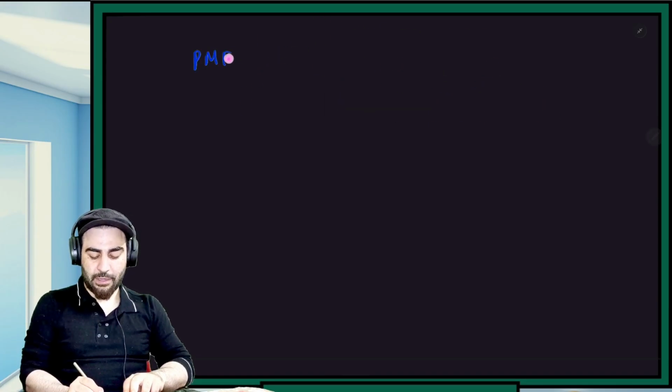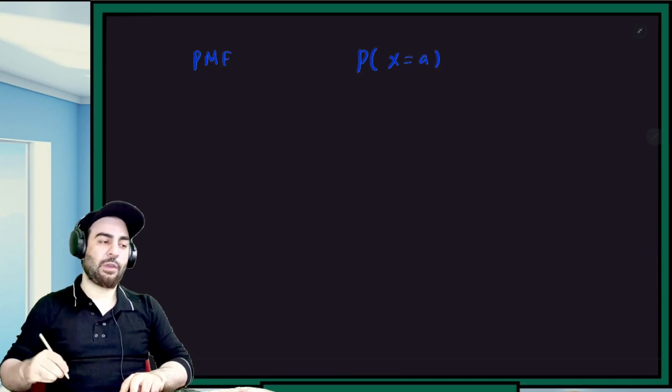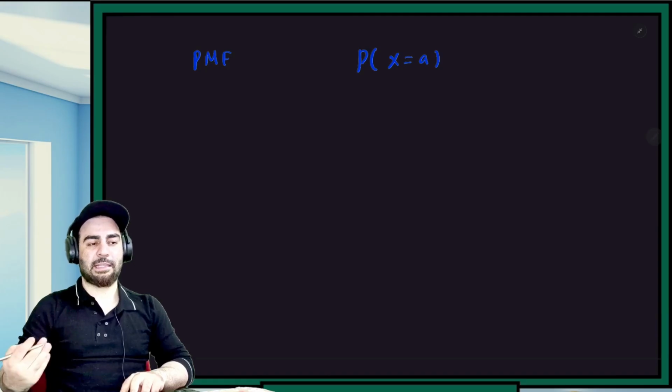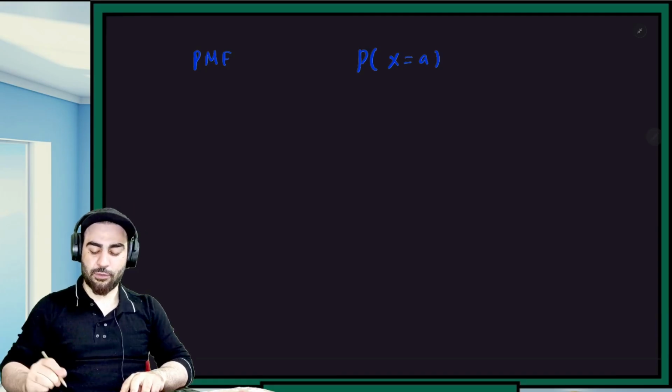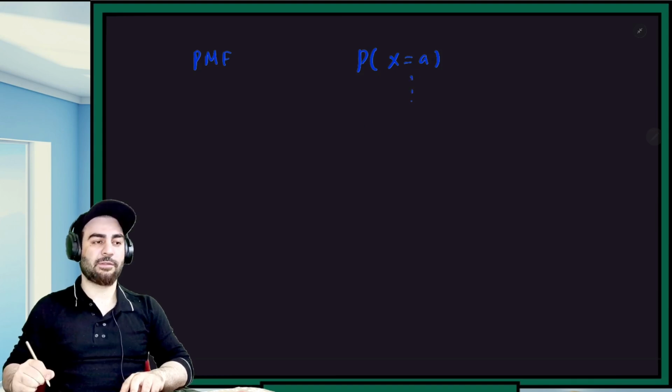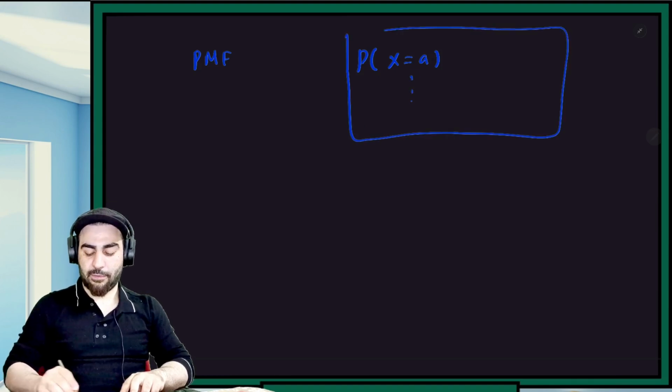So what PMF is: in PMF we assign probability to the events. So we have a random variable x, suppose x takes some values a, b, c, d, something of that sort. So probability x is equal to a, this is defined as PMF for all of these values. This is what we call PMF.